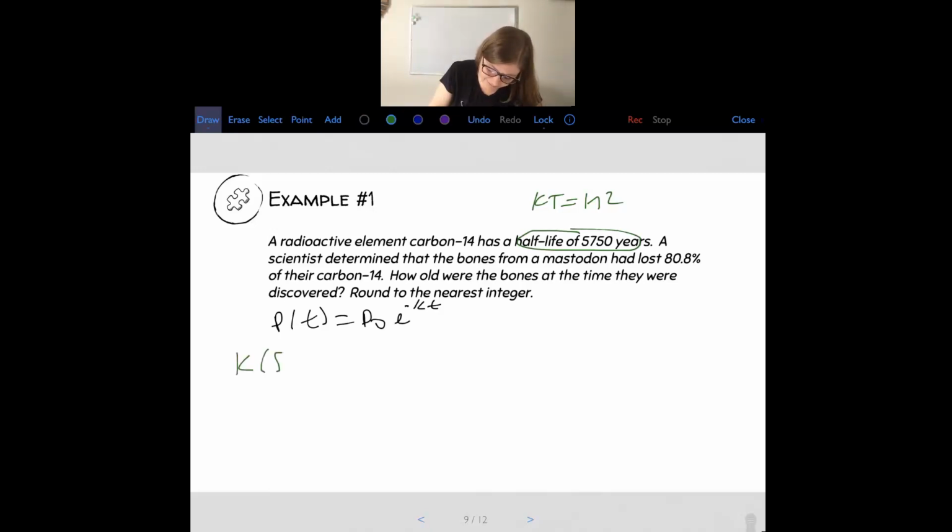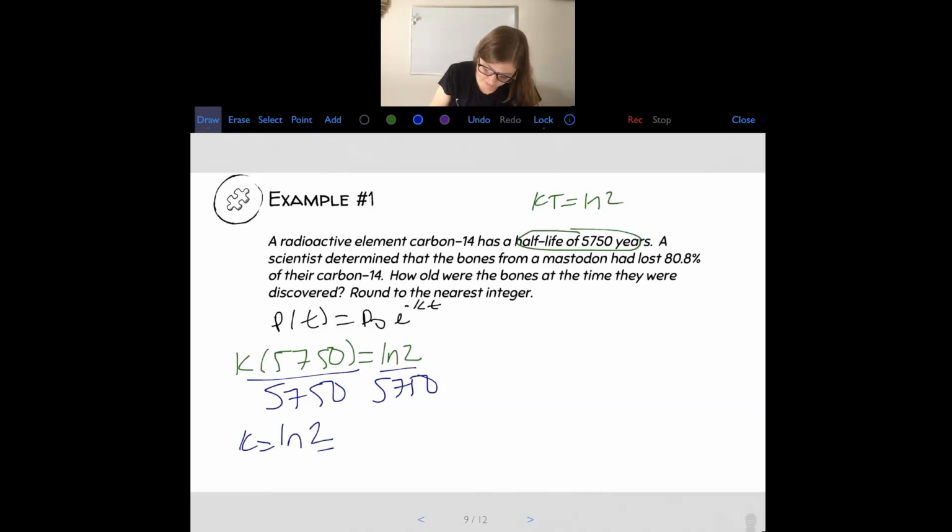We have a half-life of 5,750 years is equal to ln 2. So we divide both sides by 5,750. And we have k is equal to ln 2 over 5,750. And I would just leave it like this because we are going to need to use k. And as I mentioned previously, if you round this, that rounding error is going to carry through the rest of the problem. So make sure you just leave it like this.